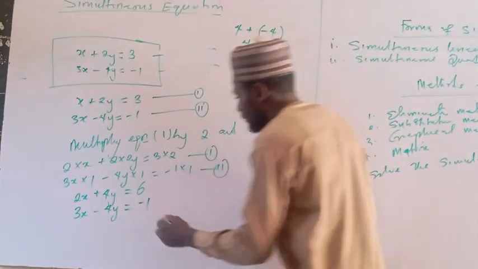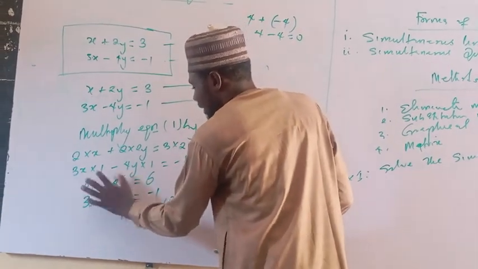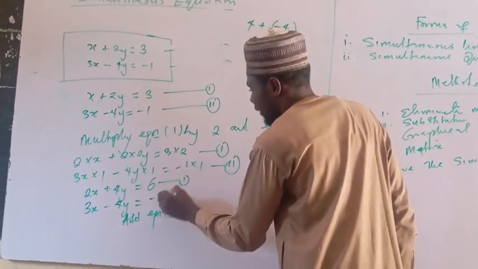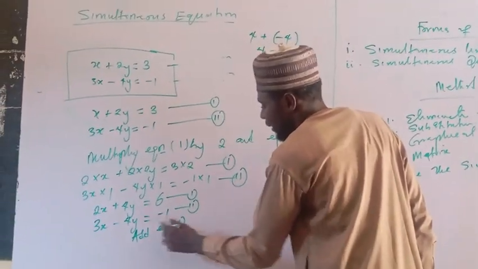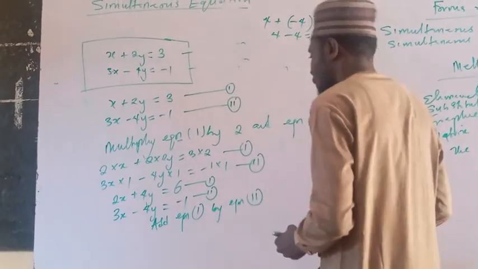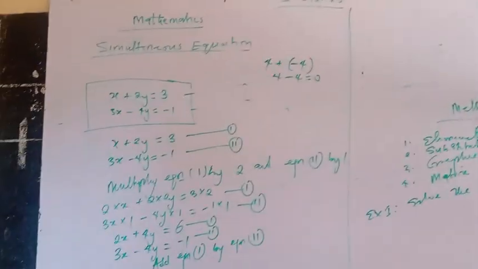So yanzu nan na ce add wannan da wannan zamu haɗa shi. Zai ce wannan ya zama equation 1 na kenan, wannan ya zama equation 2. Add equation 1 by equation 2. So, how can we add it? Ta yaya za mu add nashi?